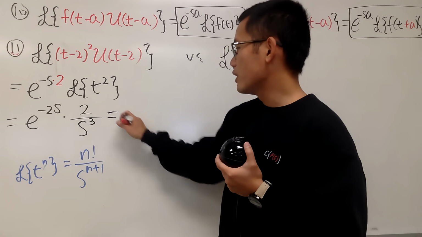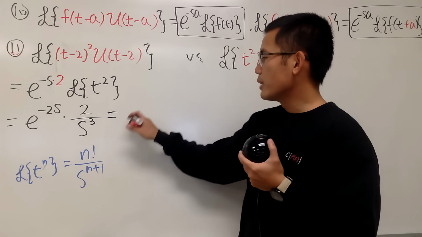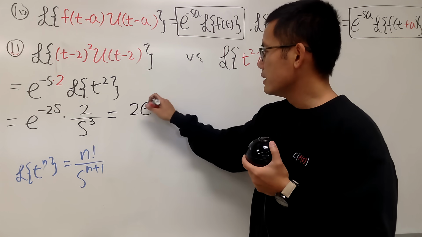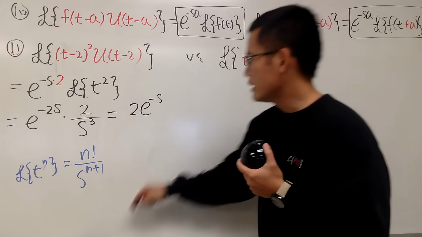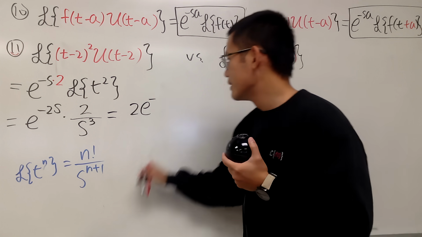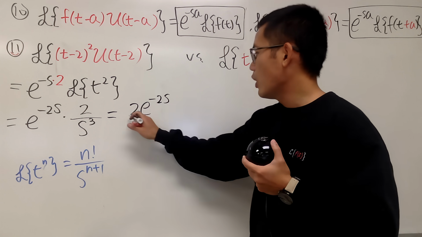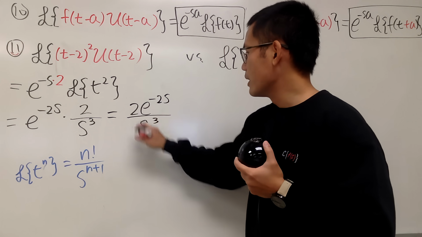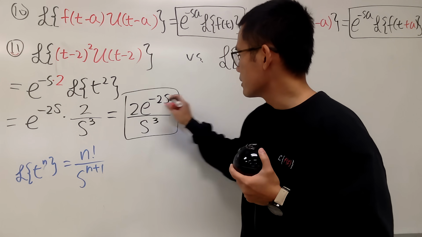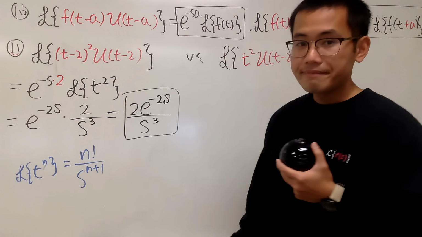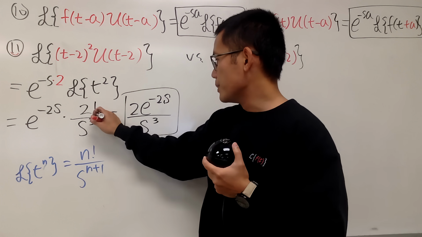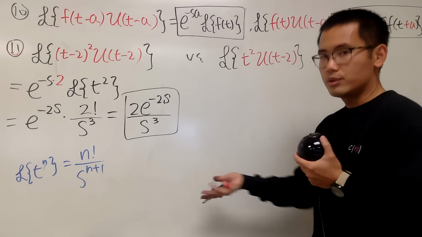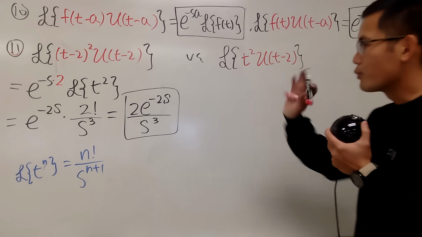So in the end, of course, you can write this down in a nicer way. Maybe you can write it as 2e to the negative 2s over s to the third power, like that. So this right here is it. So again, this is s, right? And again, this is meant to be 2 factorial, but 2 factorial is 2 times 1, which is the same as 2. So no worry about that.